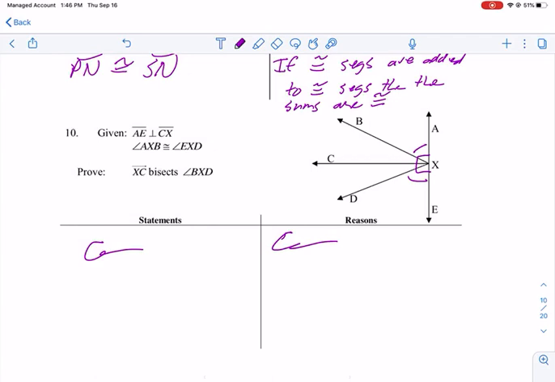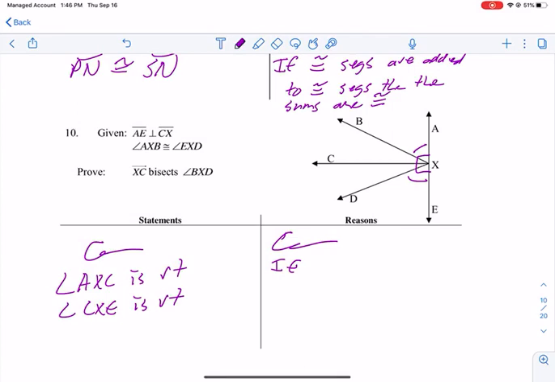So I'm going to say angle AXC is right. And that angle CXE is right because perpendicular segments form right angles. So if segs are perpendicular, then they form right angles in the same reason. Okay, so that's how I had the right angles.